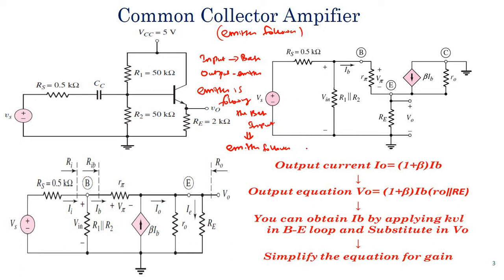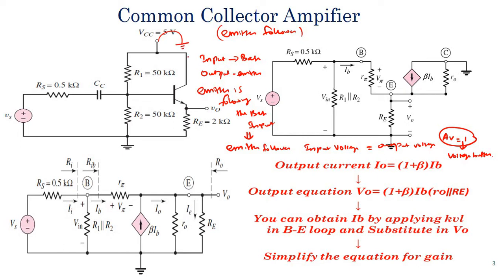That means the input voltage and output voltage tend to be equal, and my voltage gain is nearly equal to 1, and that's why it is also called a voltage buffer. That is the reason why the common collector amplifier is called a voltage buffer and an emitter follower. The emitter terminal is going to follow the base input. And we will understand why it is called emitter follower or common collector amplifier.